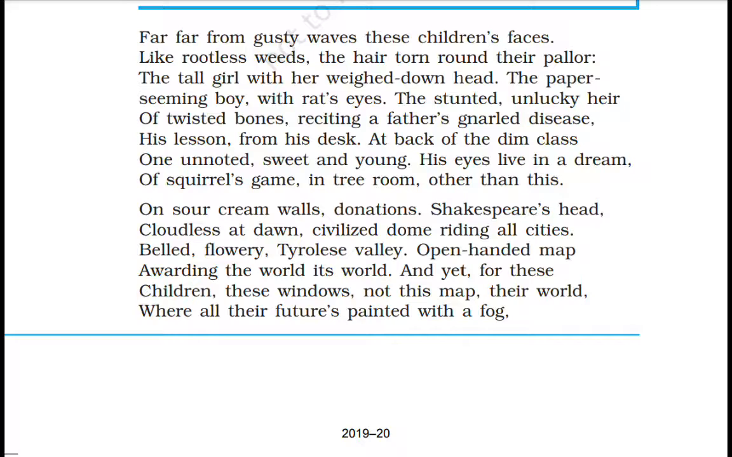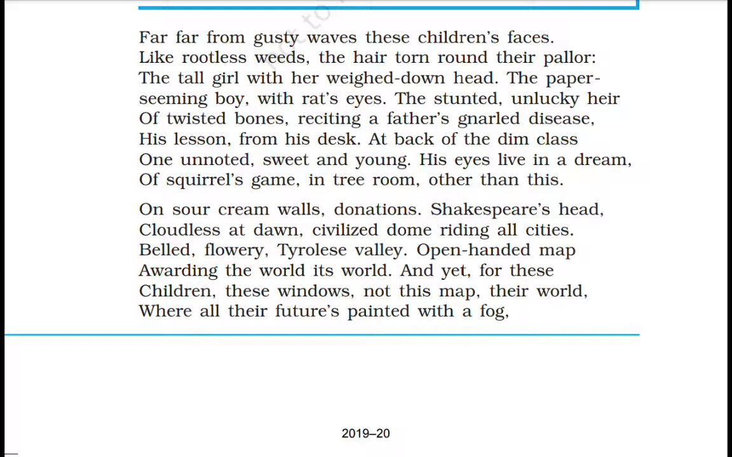Like rootless weeds, the hair torn round their pallor. Now these children of the slum are like rootless weeds. What are weeds? Weeds are the unwanted plants which grow between the crops. These children of the slum have been compared to rootless weeds, meaning they are unwanted in the society, nobody likes them, and they are unstable, they do not have any stability in their life, so they are rootless. So now, like rootless weeds, it's a simile.